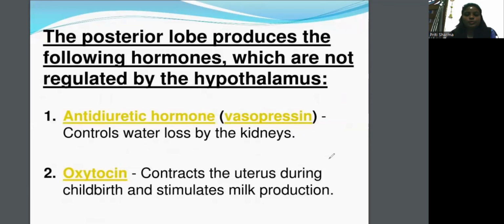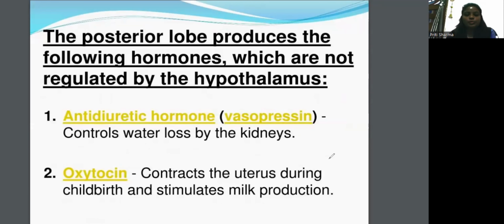So what is growth hormone? Growth hormone stimulates growth of bone and tissues. Growth hormone deficiency in adults results in problems maintaining proper amounts of body fat, muscle, and bone mass. TSH stimulates the thyroid gland to produce thyroid hormones. Lack of thyroid hormones is called hypothyroidism.